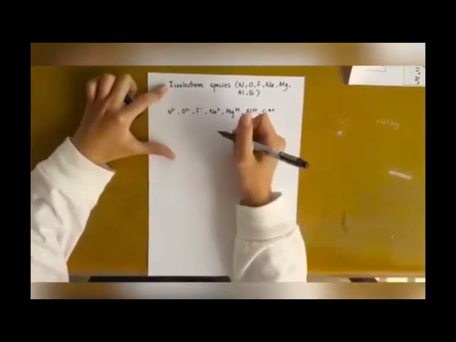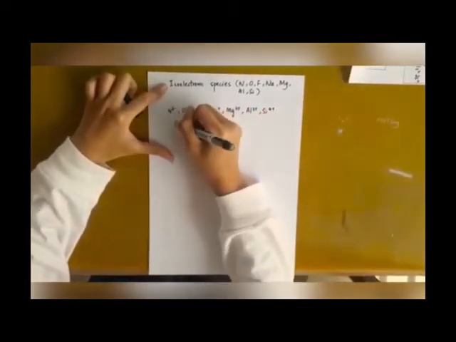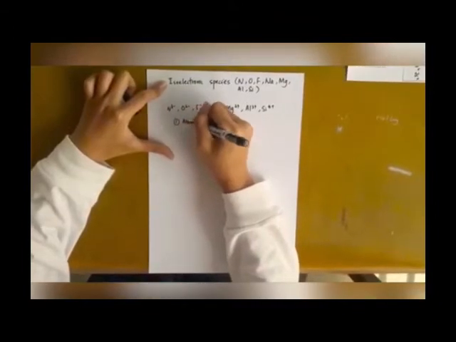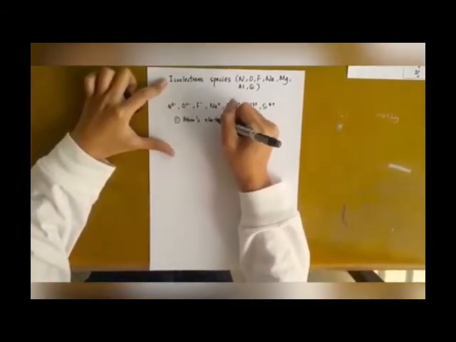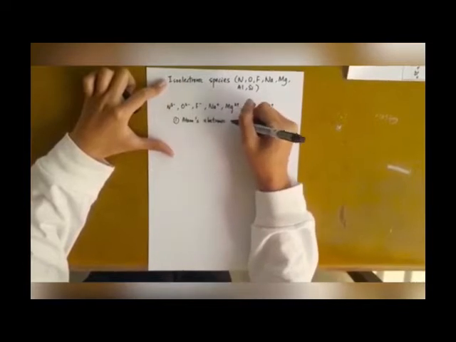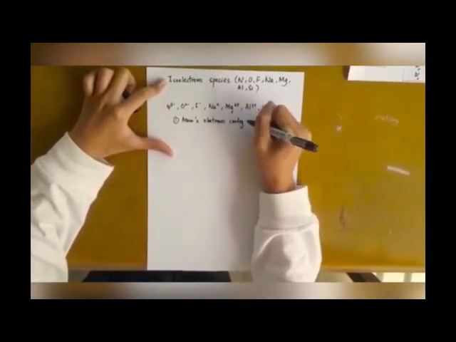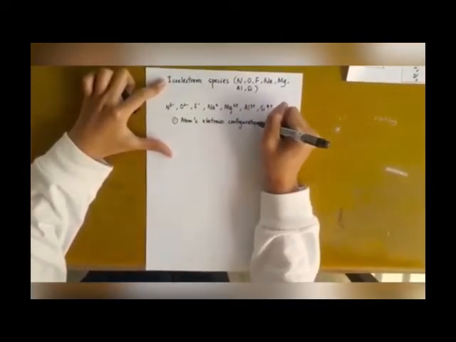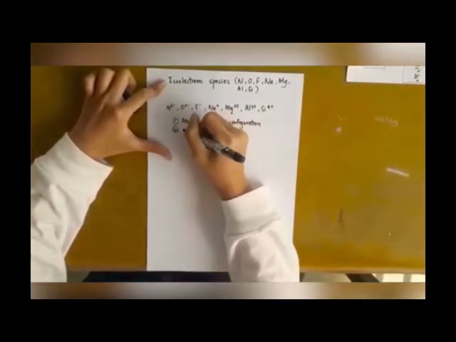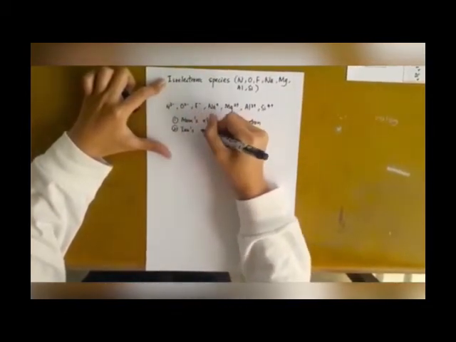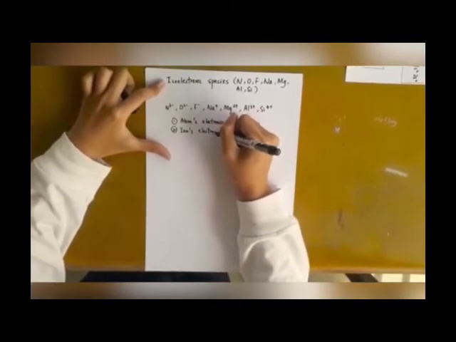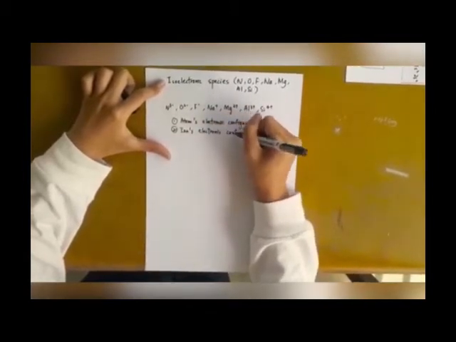Firstly, we need to write down the atom's electronic configuration. The second step is to write down the ion's electronic configuration.